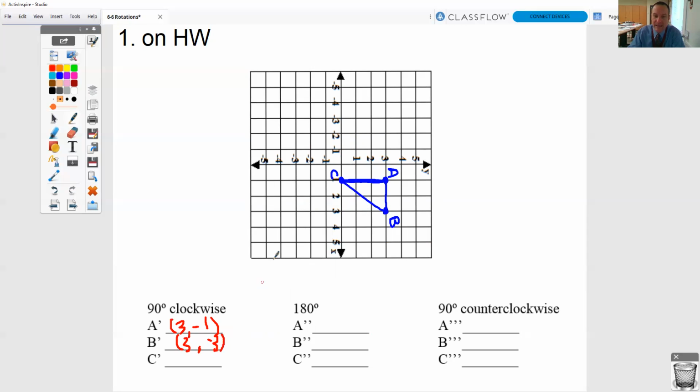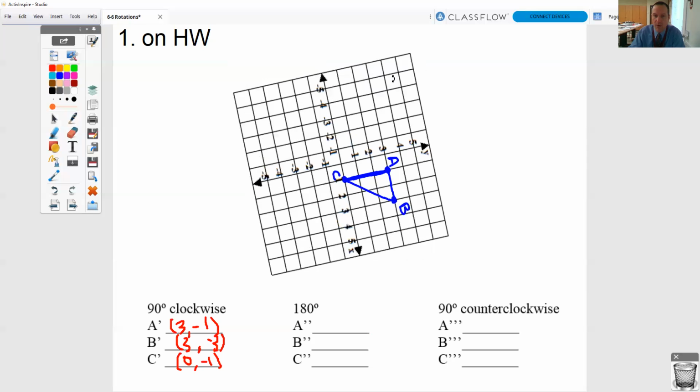Then we're looking at C. Starting in the middle, over 0, down to 1, but it's not down to 1. Anytime we go down, down is always negative. So it's 0, comma, -1. Now, I would not graph these until the very end. So I'm going to turn my paper back to normal.